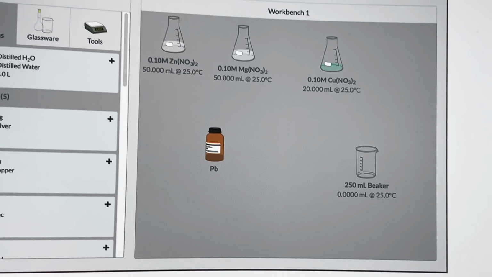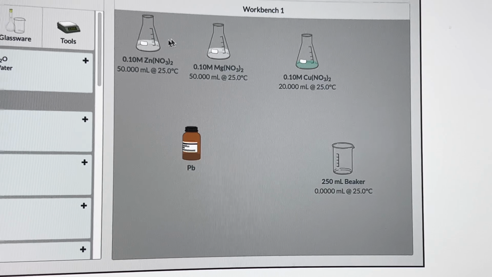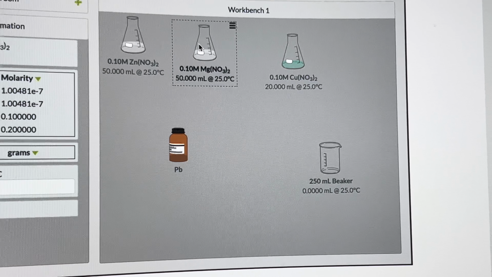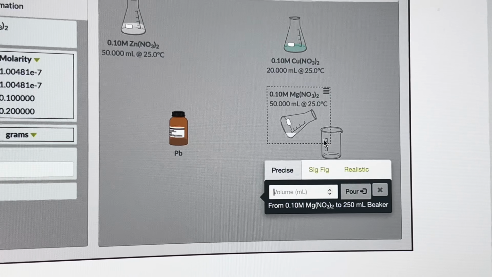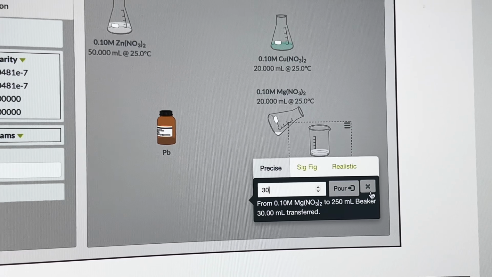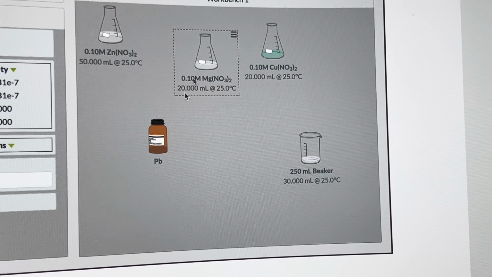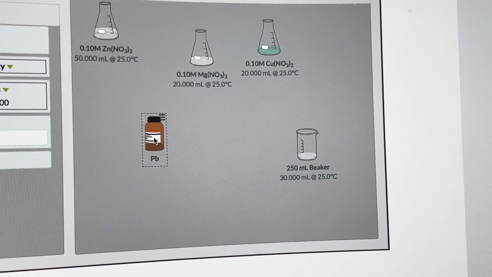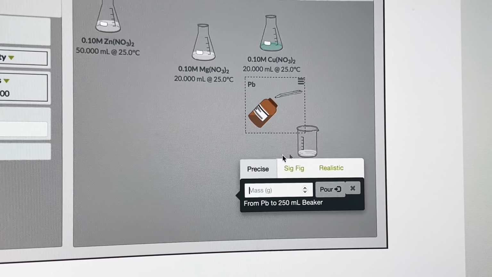Now we're going to add 30 milliliters of the magnesium nitrate into the clean beaker, like so. And we're going to dispense 10 grams of the lead once again to observe if there is a reaction occurring.